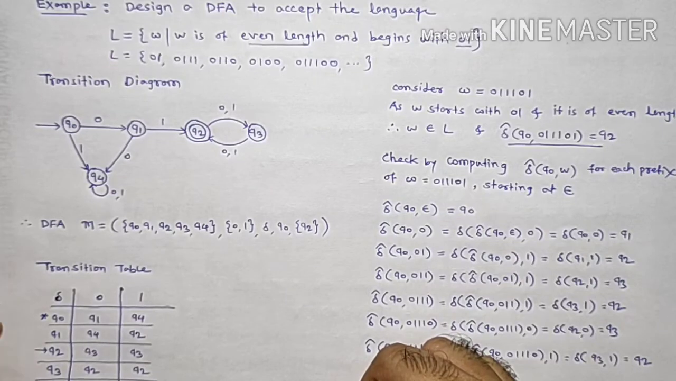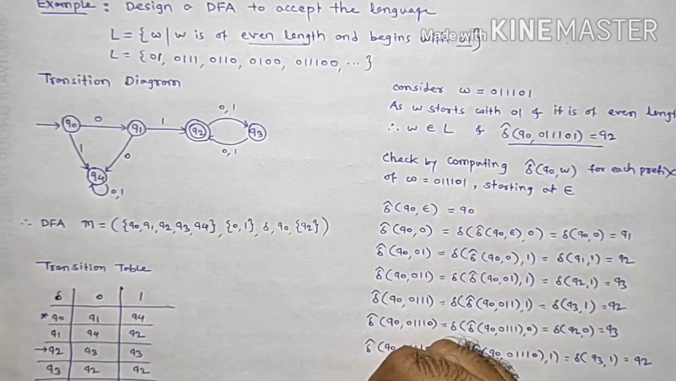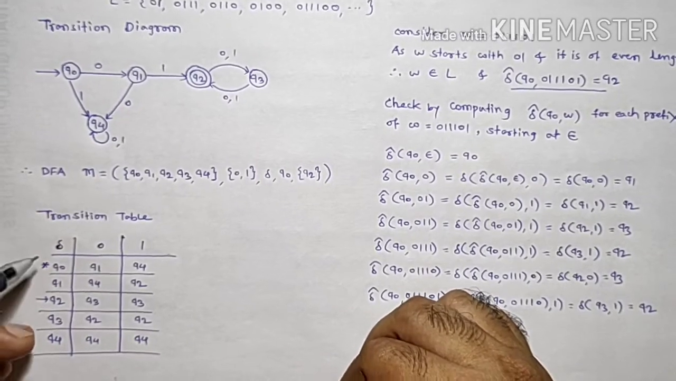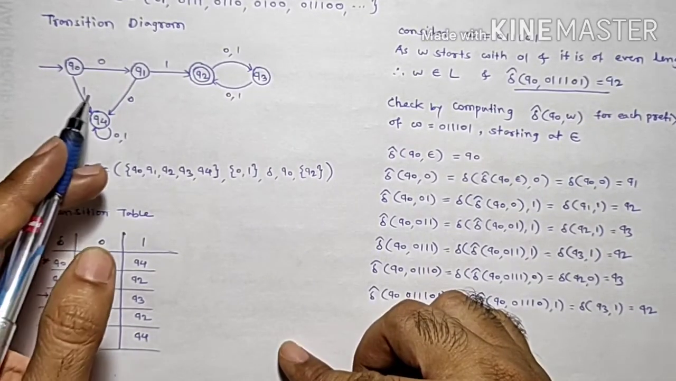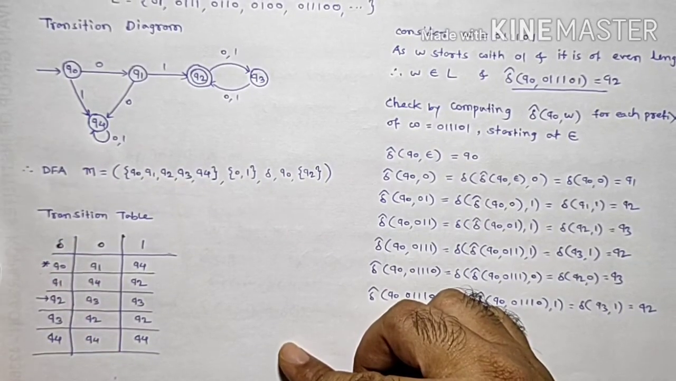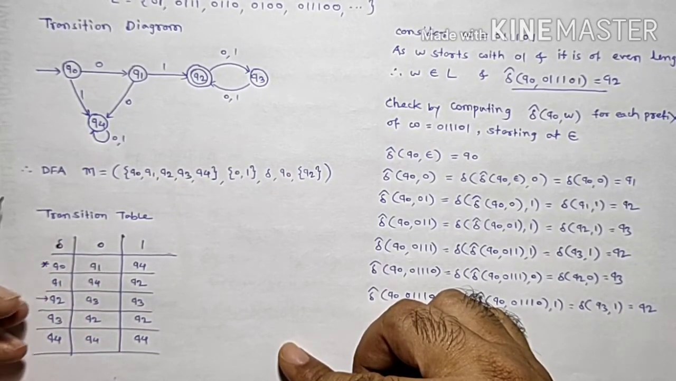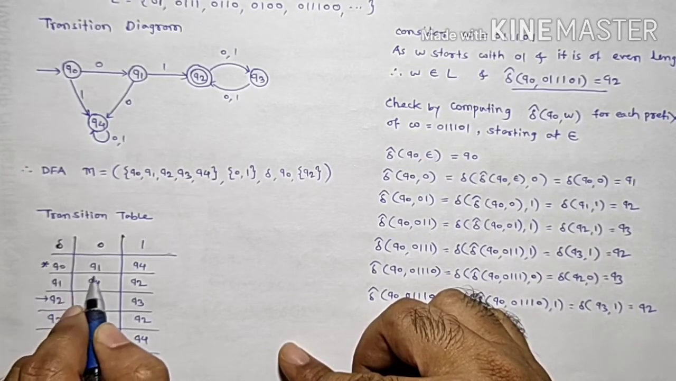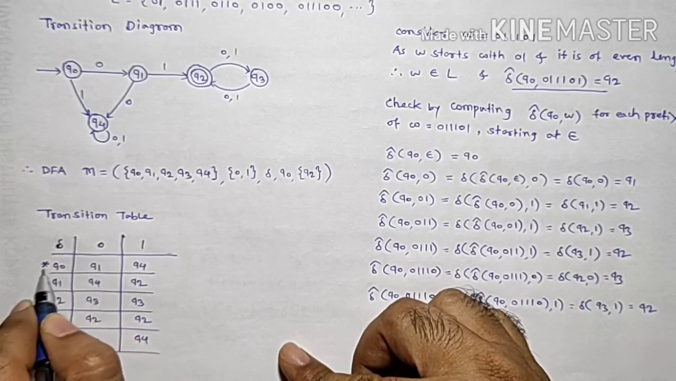Now delta can also be represented in the form of a transition table. In a transition table, rows correspond to the states of our DFA and columns correspond to the input symbols, and at the intersection of each row and column we show the next state.